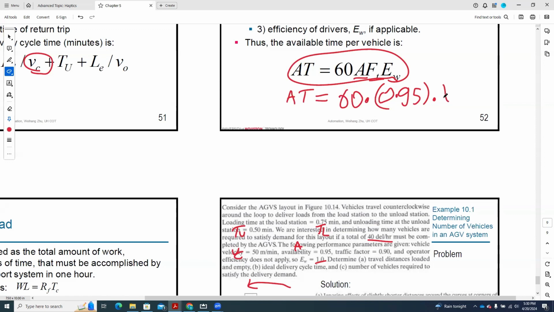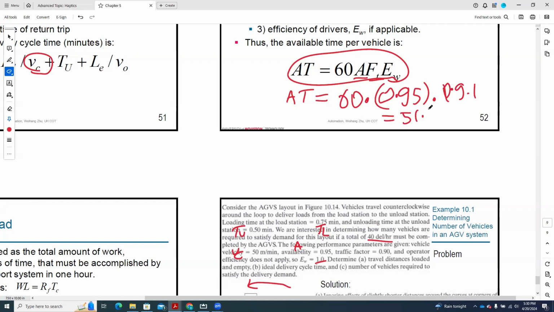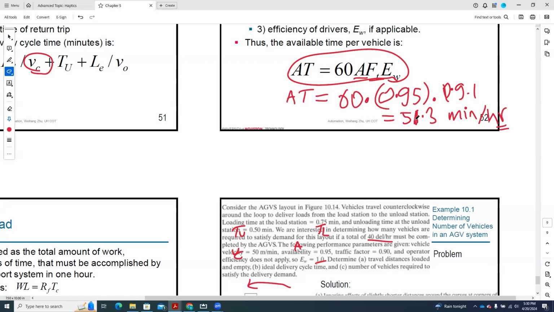Efficiency is 1. Sorry, I haven't put in the traffic factor yet. So 0.9, and EW is 1. This gives us the available time, which I can see directly here. It's 51.3 minutes per hour per vehicle. That means out of 60 minutes in 1 hour, we can only use the vehicle 51.3 minutes. This is the only time the vehicle is used efficiently. So this also plays a role: when we calculate the number of vehicles, the efficiency and the traffic factor must also be considered.